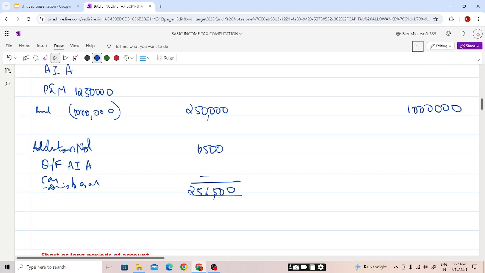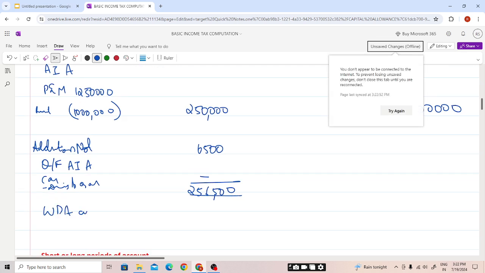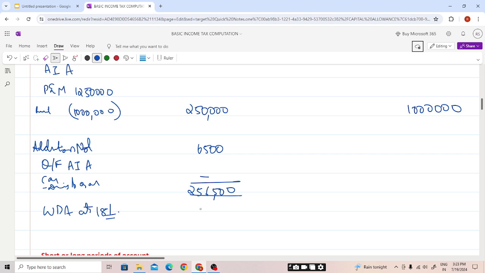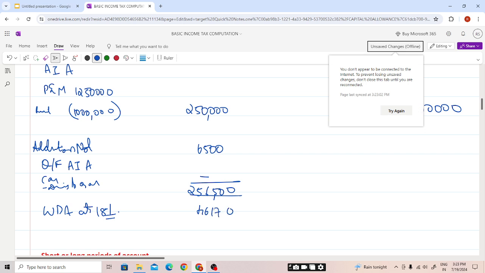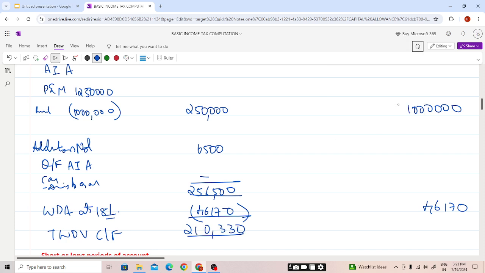Now on this value we will calculate WDA. As it is main pool, it will be at 18%. So 256,500 into 18% will be 46,170, and this will be the allowance we can claim. So the tax written down value carried forward will be 256,500 minus 46,170, which is 210,330. I hope this is clear.